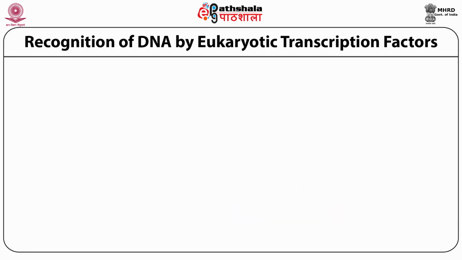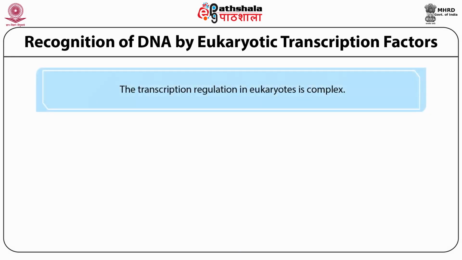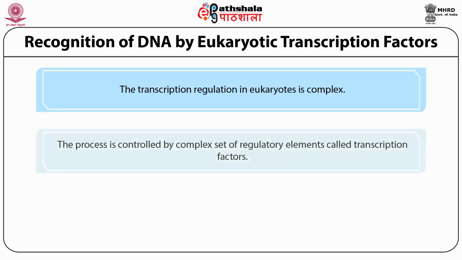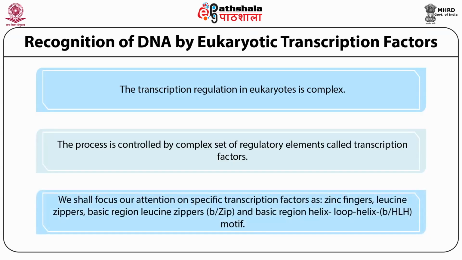Recognition of DNA by eukaryotic transcription factors. Transcription regulation in eukaryotes is more complex. The process is controlled by a complex set of regulatory elements called transcription factors. We shall focus our attention on specific transcription factors such as zinc fingers, leucine zippers, basic region leucine zippers (bZIP), and basic region helix-loop-helix (bHLH) motif.